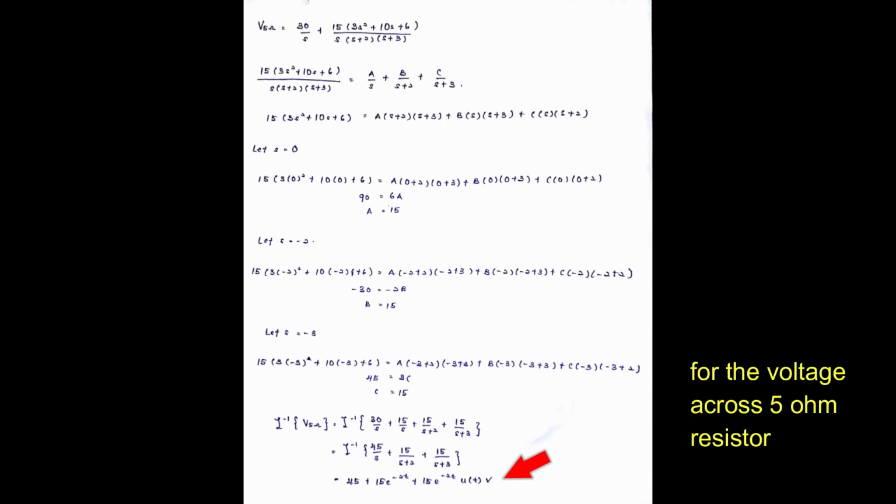This is the answer in the time domain for the voltage across the 5 ohm resistor. This is the answer in the time domain for the voltage across the 10 ohm resistor, and this is the answer for the voltage in the time domain across the 25 Henry inductor, and this is the answer in the time domain of the voltage across the capacitor of 200 millifarad.